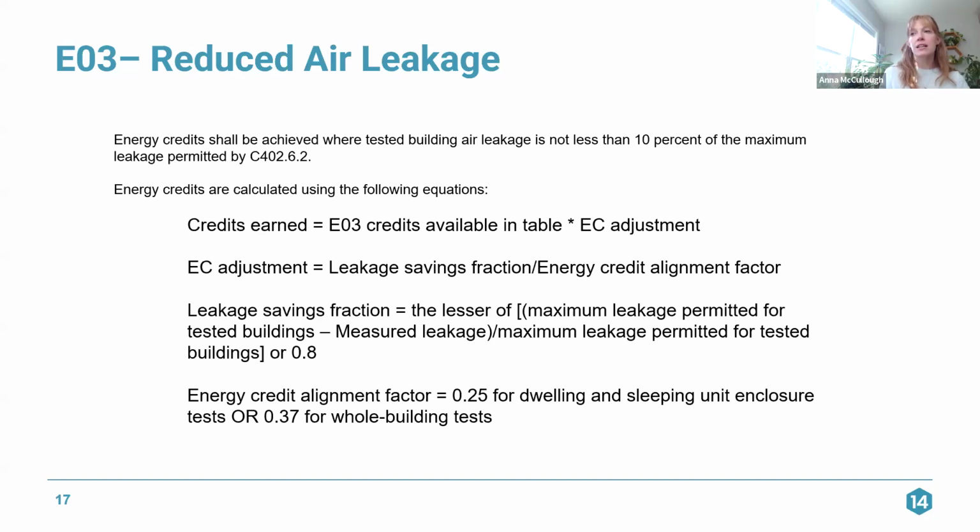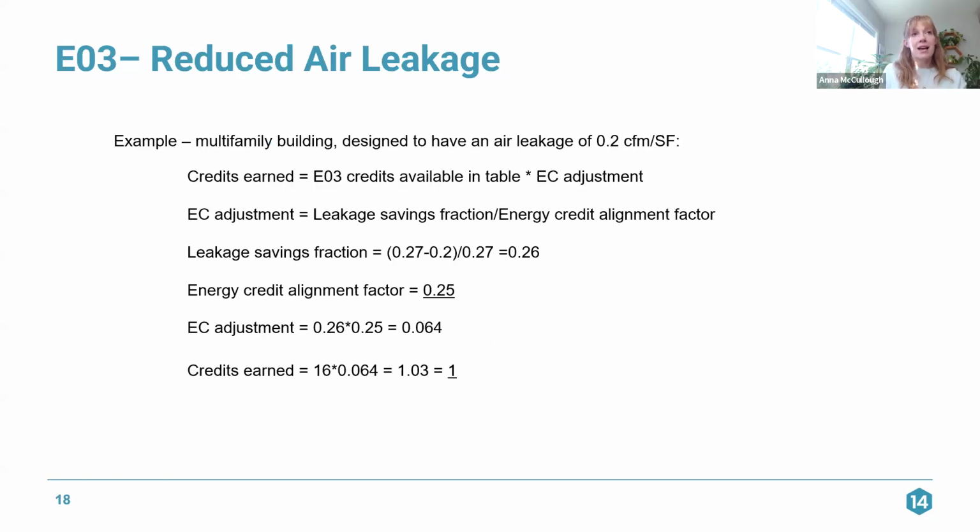The energy credit alignment factor is 0.25 for dwelling and sleeping unit enclosure tests, or 0.37 for whole building tests. So on the next slide, I took a multifamily building and said, we're going to design it and specify it to have an air leakage of 0.2 CFM per square foot.